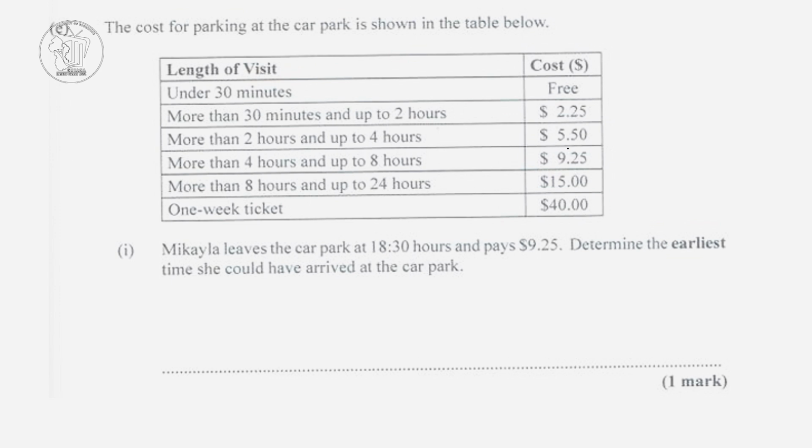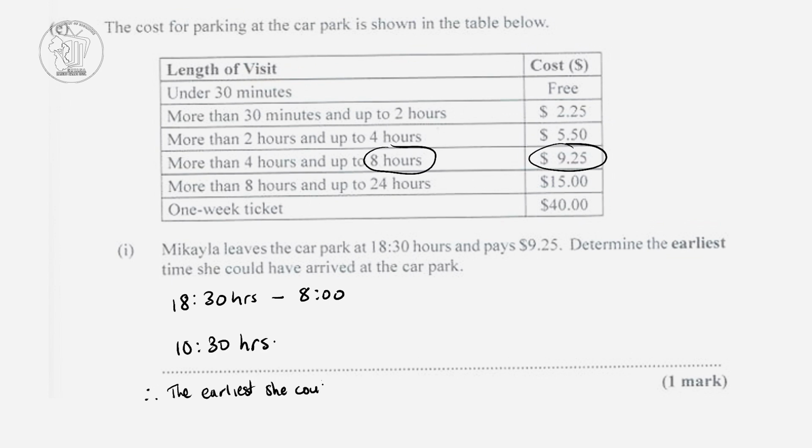Michaela paid $9.25, so that means she could have spent at least 4 hours or at most 8 hours. The earliest she could have arrived would be the maximum 8 hours earlier than the time, because they want the earliest. So we simply take 18:30 hours and subtract 8 hours. If we subtract 8 hours from 18 hours, we end up with 10:30 hours. Therefore, the earliest she could have arrived was 10:30 hours. As easy as that, just minus 8 hours from the time that she left.